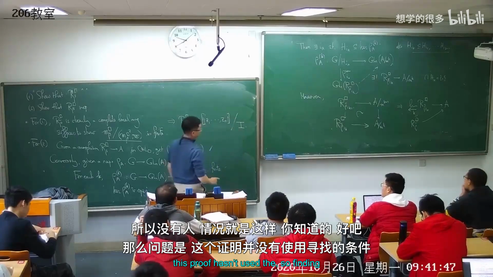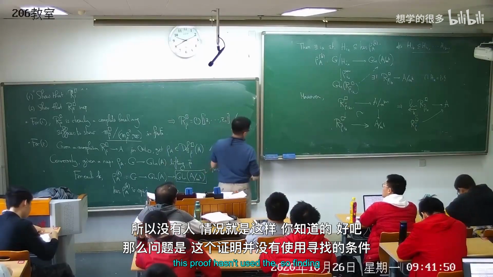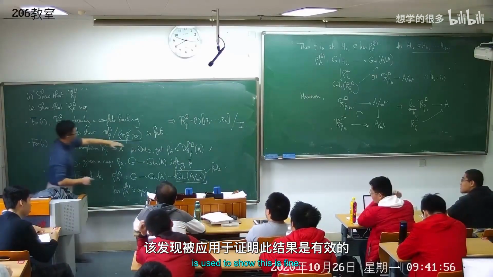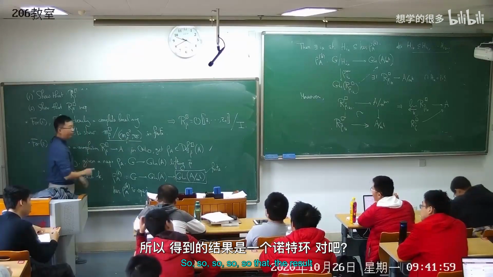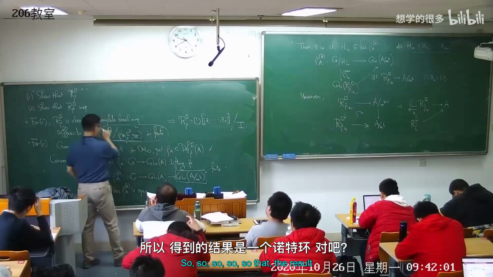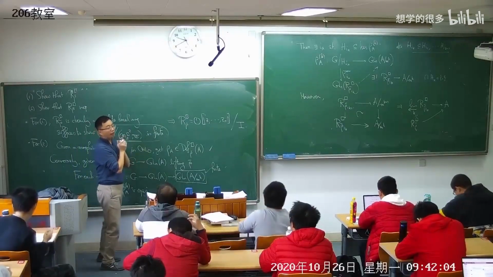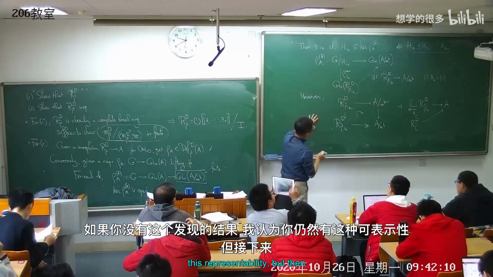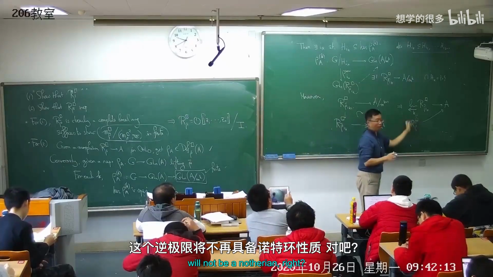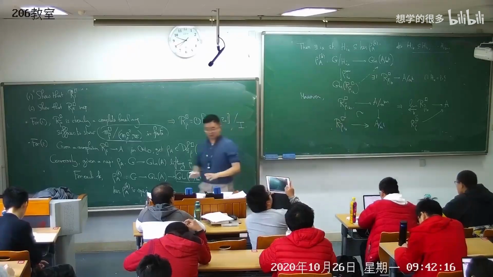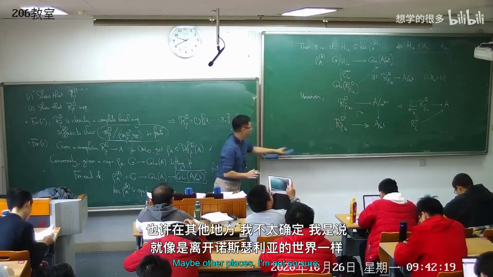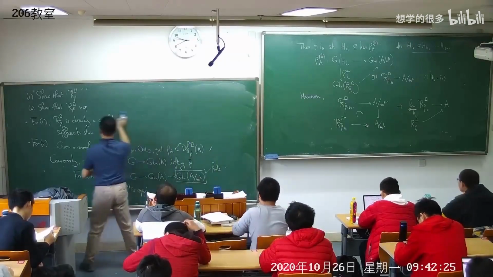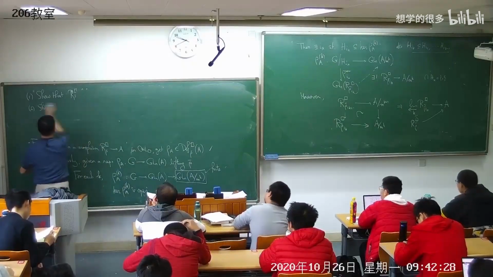This proof hasn't used the finiteness condition yet, which is used here in the first one. The finiteness is used to show this is finite, so the result you get is a Noetherian ring. If you don't have this finiteness, I think you still have representability, but then this inverse limit will not be a Noetherian ring. Maybe other places, I'm not so sure. Leaving the Noetherian world, I'm very nervous. Okay, I'll say a bit more about one in a bit. Not now.